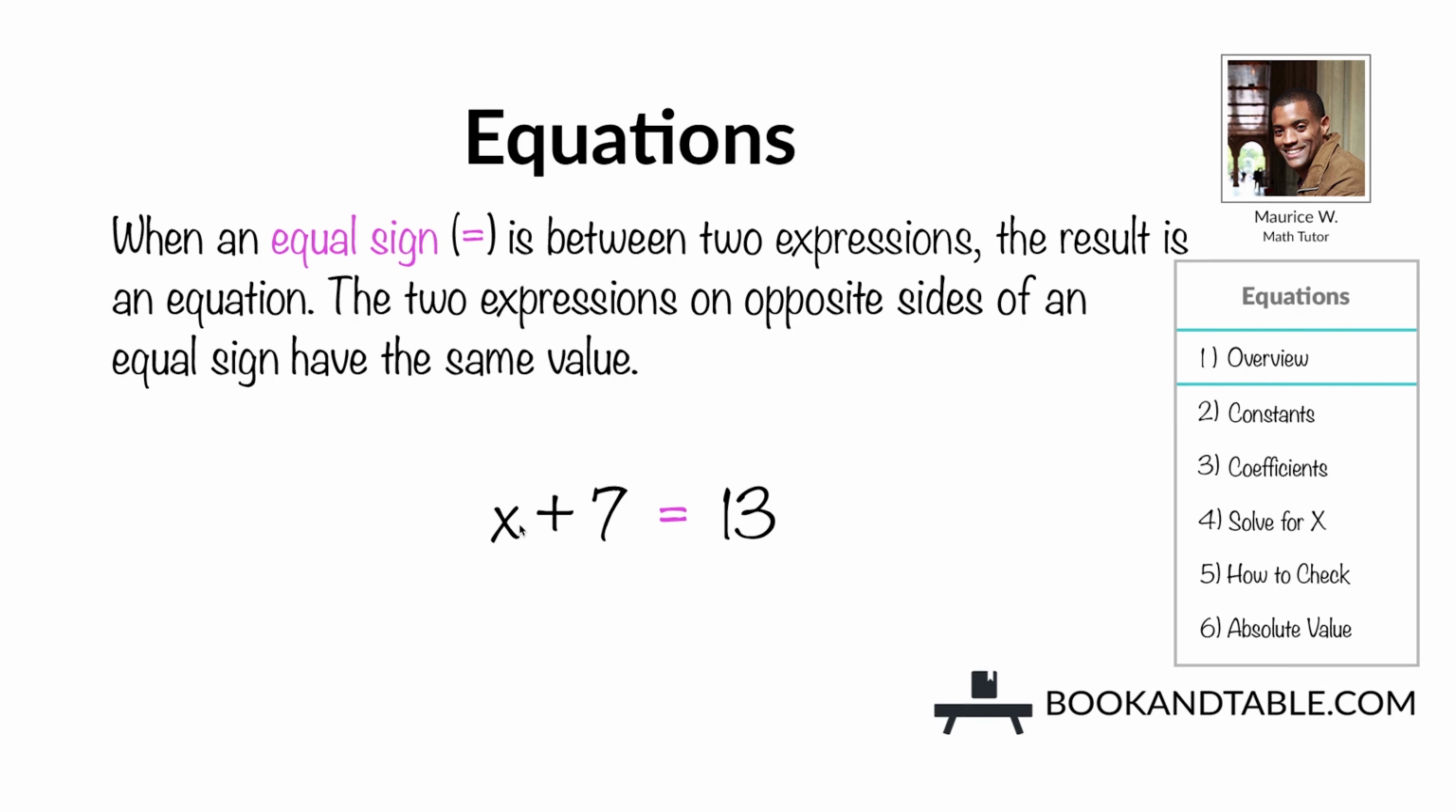It doesn't just have to be fixed numbers. We can have an equation that has a variable and a constant on one side, and we're stating that their combined value is equal to the value on the right side.